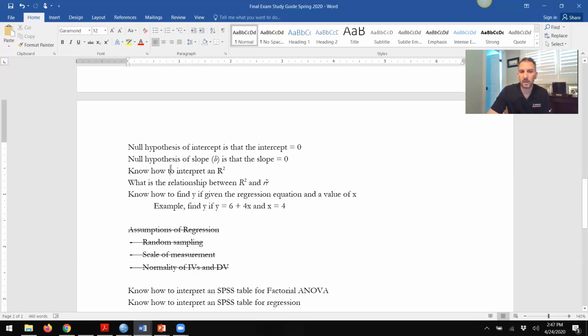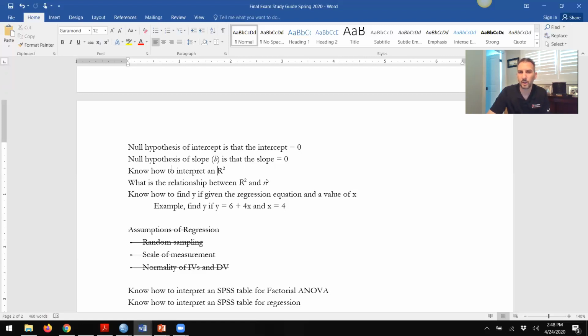Then we have how to interpret an r squared. So I might give you, oh, r squared equals 0.244. How do you interpret that? Well, the answer would be: 24.4% of the variance in the y variable, in the dependent variable, is explained by the x variable, the predictor variable.